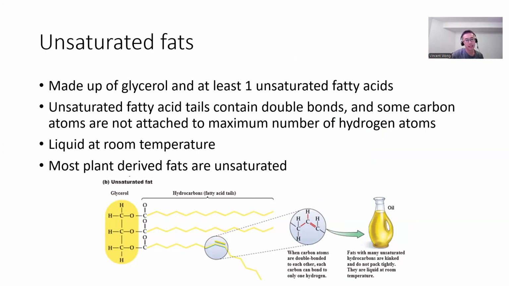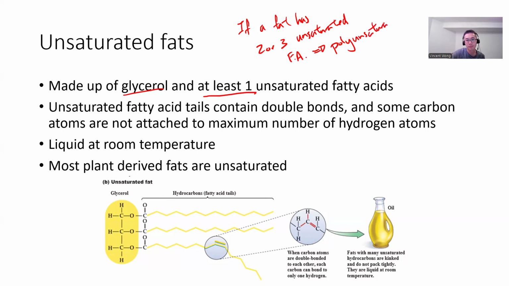Unsaturated fat, on the other hand, consists of glycerol and at least 1 unsaturated fatty acid. At least one unsaturated fatty acid. You can have 2 unsaturated fatty acids. You can have 3 unsaturated fatty acids. So if a fat has 2 or 3 unsaturated fatty acids, then we say polyunsaturated fat. Polyunsaturated fat. The more unsaturated fatty acids it has, relatively speaking, the healthier it is going to be.